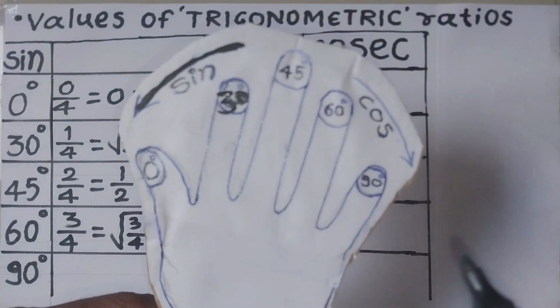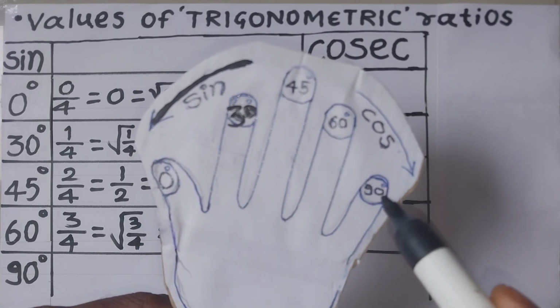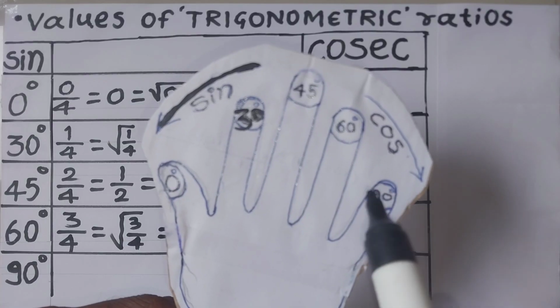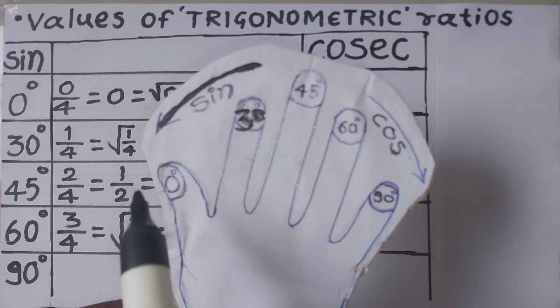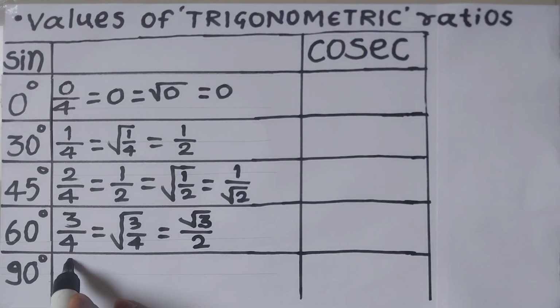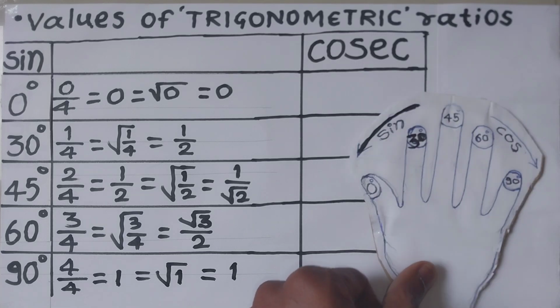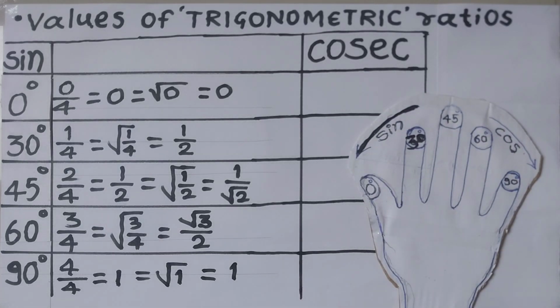Now we take sine 90, that is on this little finger. On the left side of the little finger there are 1, 2, 3, 4 fingers. So we write 4 upon 4 means 1. When we take the square root of this 1, the square root of 1 is 1. This way we find the values of sine and cos.